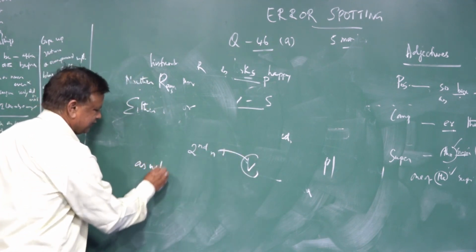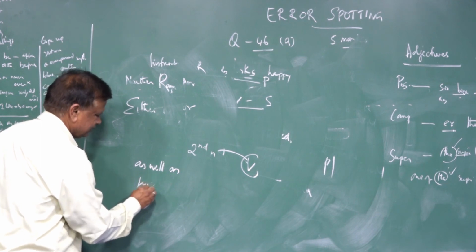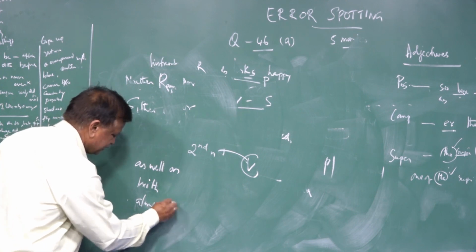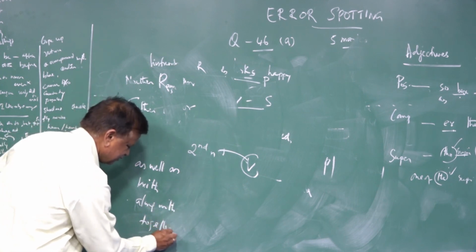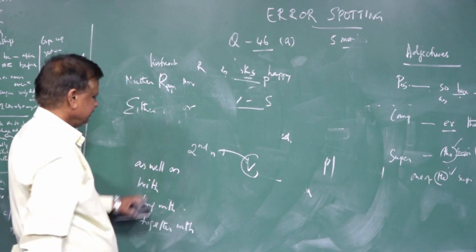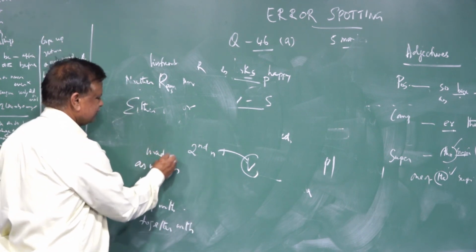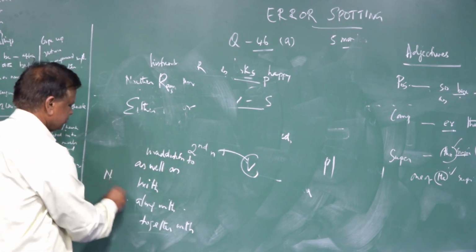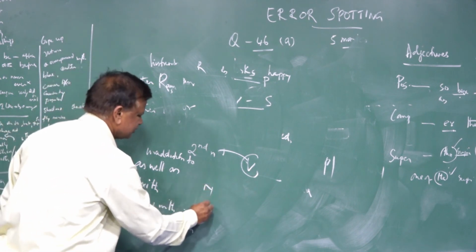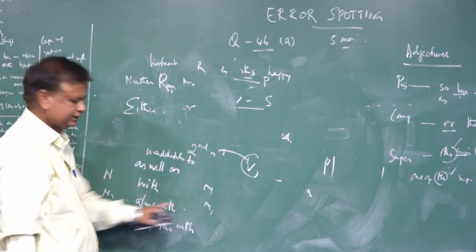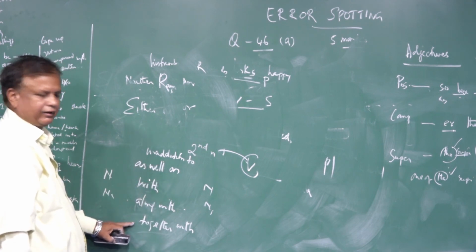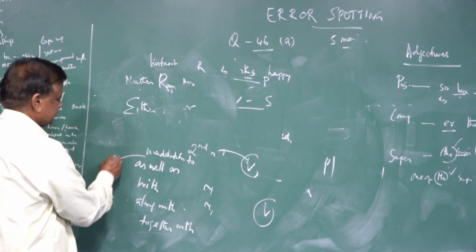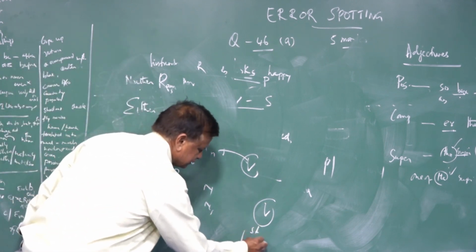Similarly, as well as, with, along with, together with, in addition to. When these connectors are used, and when there are nouns, when the noun or nouns are used here along with these connectors, the verb should be based on the first noun. The verb should be based on the first noun.